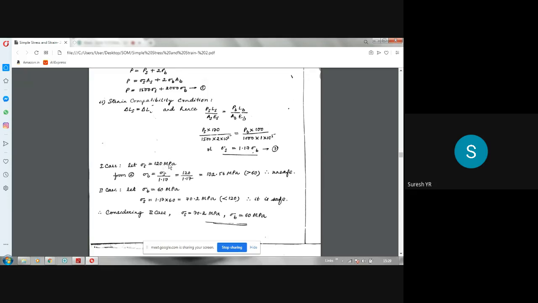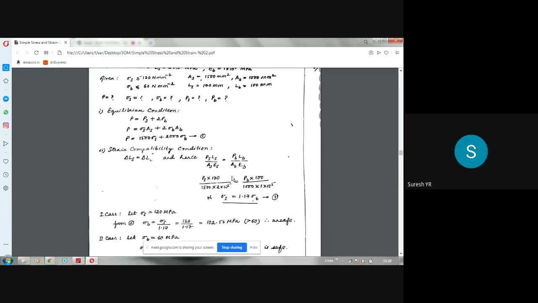If you put sigma S as 120, what happens to sigma B? Maximum value of stress in steel is restricted to 120. Let us take that the steel rod has taken the maximum value of stress, which is 120. Then using this equation, get the value of sigma b. So sigma b is sigma s divided by 1.17, 120 divided by 1.17, which is 102.56.